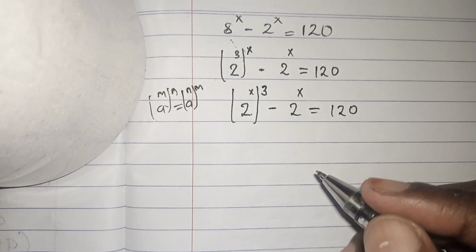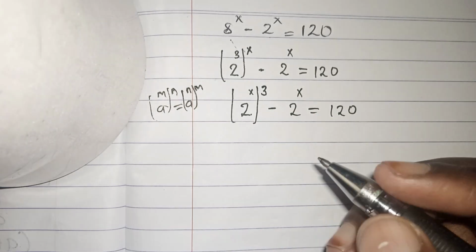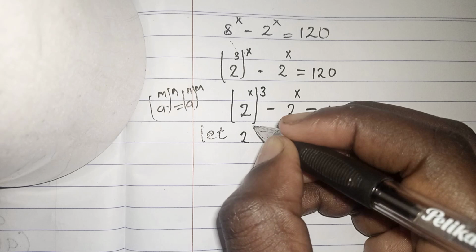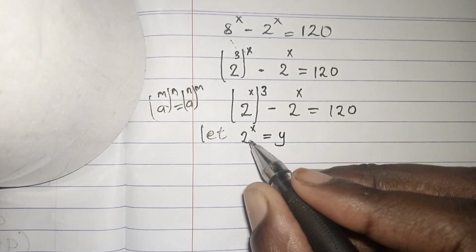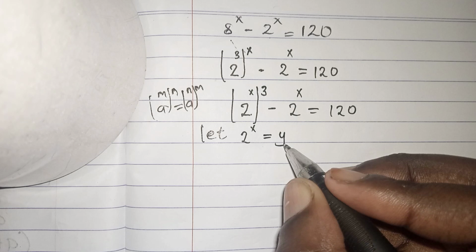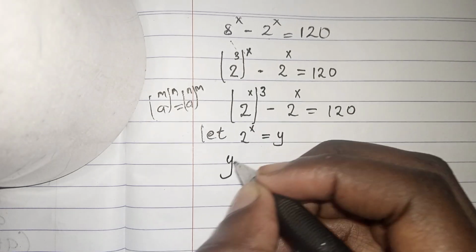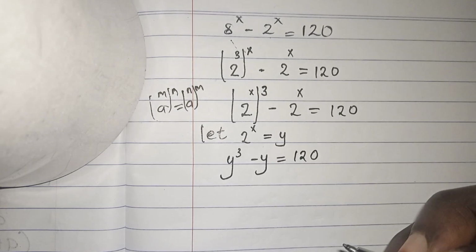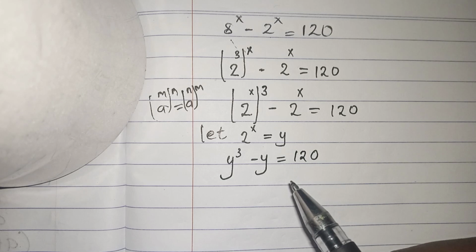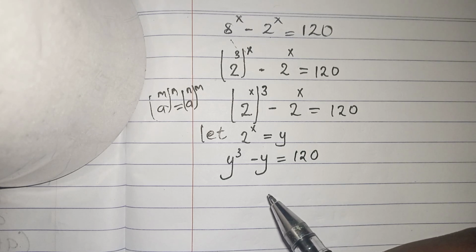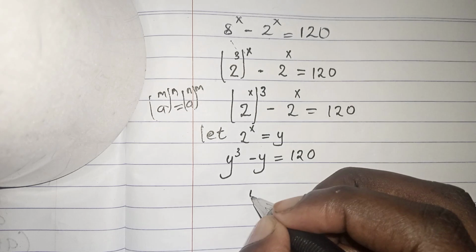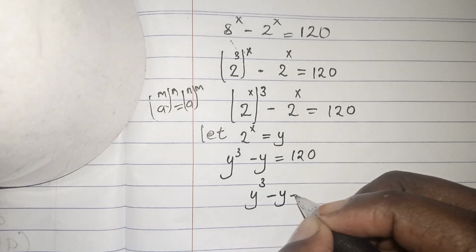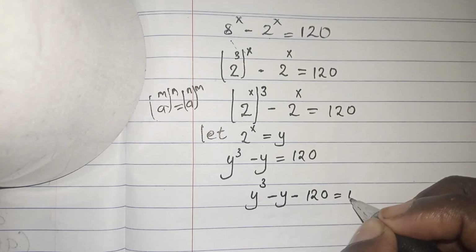So by doing so, you can see 2 to the power of x is common, so we shall substitute it. We shall say let 2 to the power of x is equals to y. So where there is 2 to the power of x, we are writing y. So this is y cubed minus y is equals to 120. Okay. Our next step is to bring this 120 to our left hand side and equate everything with 0. So this is y cubed minus 1y minus 120 is equals to 0.